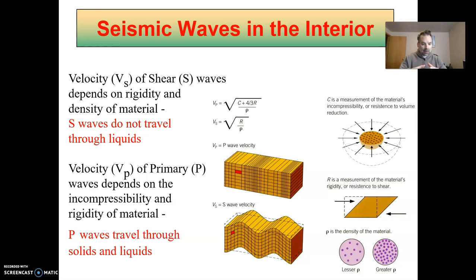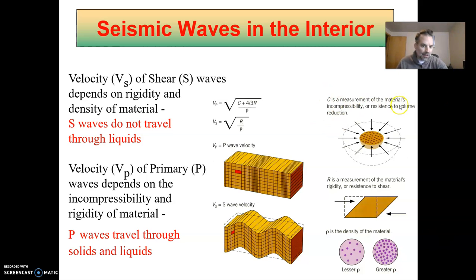And then R is actually, you have a square, right? And if you apply a stress and you shear this material, that resistance or that pushing back is going to be the measurement of R. And then rho, which is the density of the material, it's just showing here a bunch of, maybe those are molecules in a body, and they're kind of spread out. And this other here shows where they're really packed tight, and that's because it has a greater density.